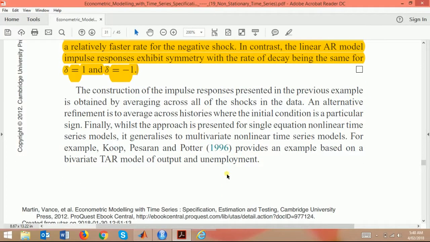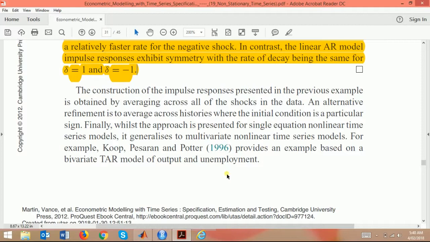Now, the construction of the impulse responses presented in this example was obtained by averaging across all of the shocks. An alternative refinement is to average across histories, which we also did. If you remember, in the problem the initial condition is a particular sign. So initializing with a sign, we not only averaged across different horizons, we also averaged across the lags. Finally, the approach presented is for a single equation nonlinear time series model. It generalizes to a multivariate nonlinear time series model.